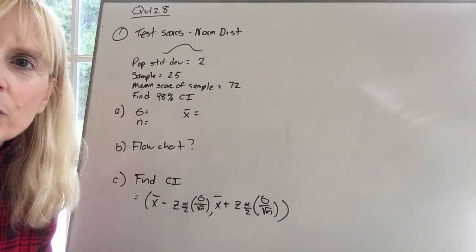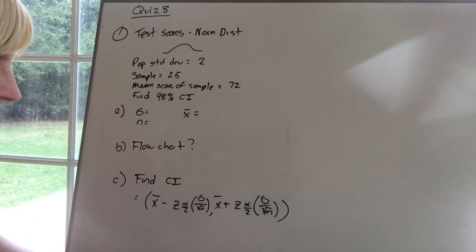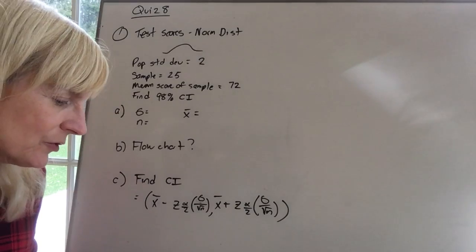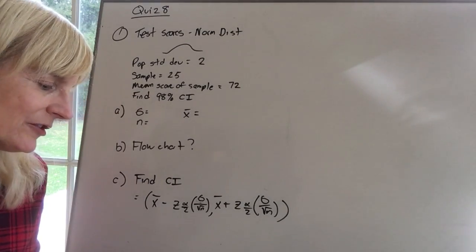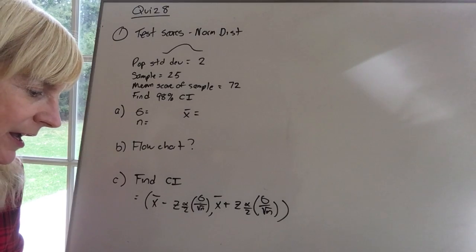This is a review for quiz 8 in your modules. And this week we talk about something called confidence intervals. And a confidence interval is just a range of numbers, you guys. It's just a low number and a high number.